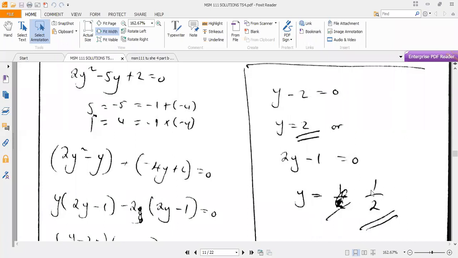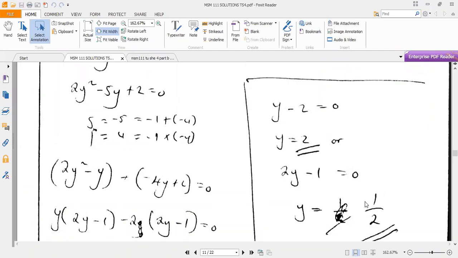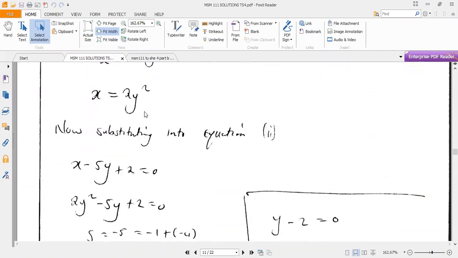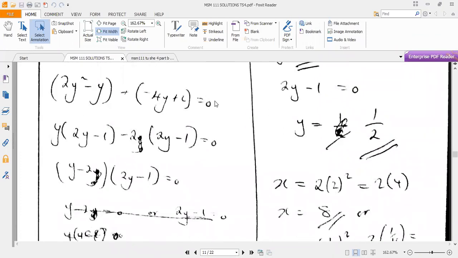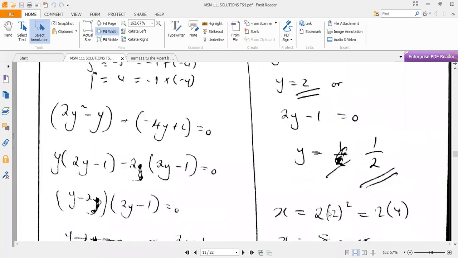Since we have found two values of y, when we substitute in our equation, we should get two values for x as well. So we come here and we are substituting. Where there is y, we put a 2 because our first value for y was 2. When we put a 2 there, we have 2 to the power 2, which is 4.